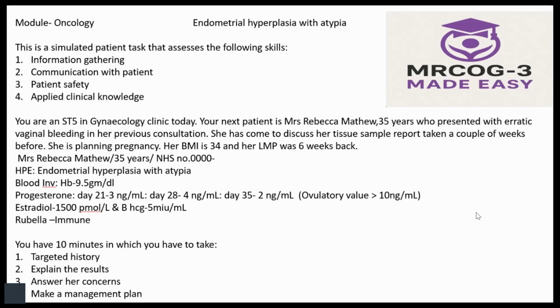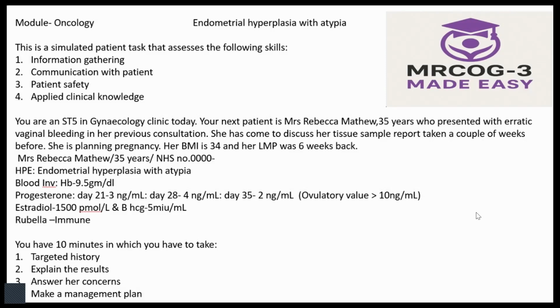That is day 21, it is 3 nanogram per ml. Day 28, usually we repeat. If it is an irregular cycle, we repeat weekly starting from day 21. So day 28, it is 4, and day 35, it is 2 nanogram per ml. You need to know the normal ovulatory value. Normal is more than 10. From this value, you know it's anovulating.